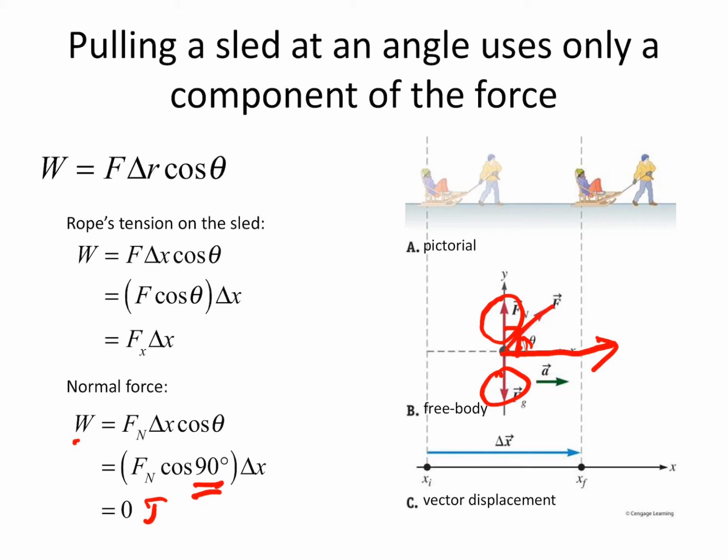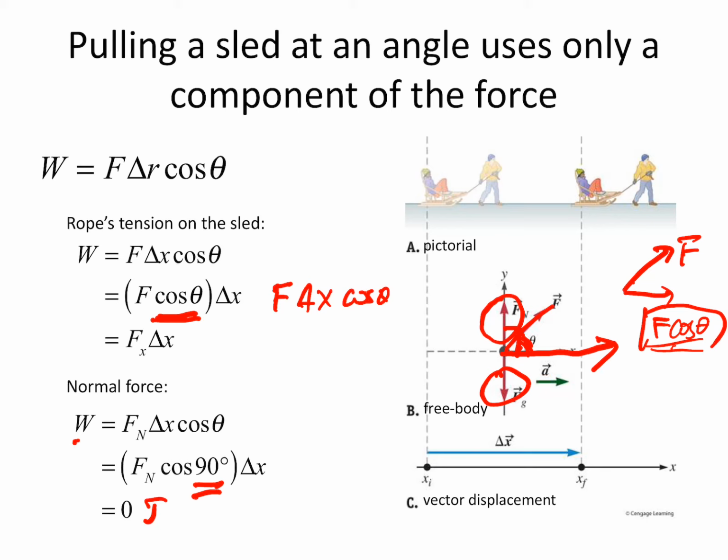How about this force? This angle is somewhere between 0 and 90 degrees. So it's going to do positive work, but you have to use this cosine theta. So the work done by this force is F delta x cosine theta. And you can also do a decomposition. This is F cosine theta. Only this component, the x component of F, does work. The y component of F, which is F sin theta, doesn't do work because F sin theta is perpendicular to the displacement.